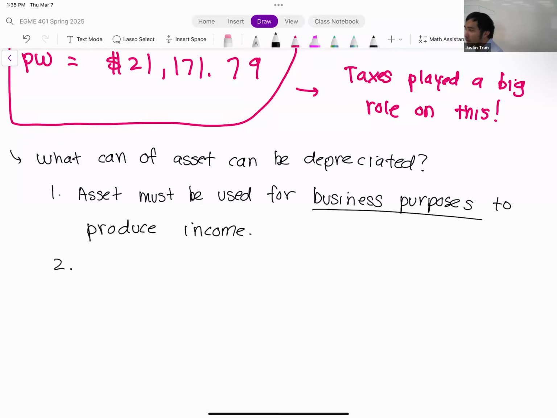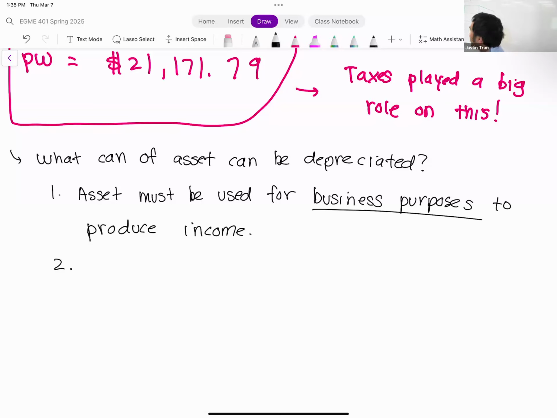Even if you have to commute to work, right? Technically, you're using your car to go to your place of business. That does not count as actually a business purpose type of car. That's just transporting you to your job. Okay. So people have tried to take their own personal purchases and deduct that from their taxes.